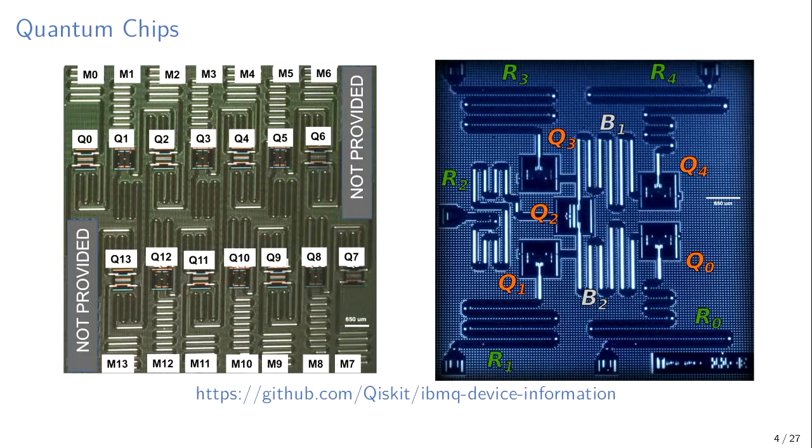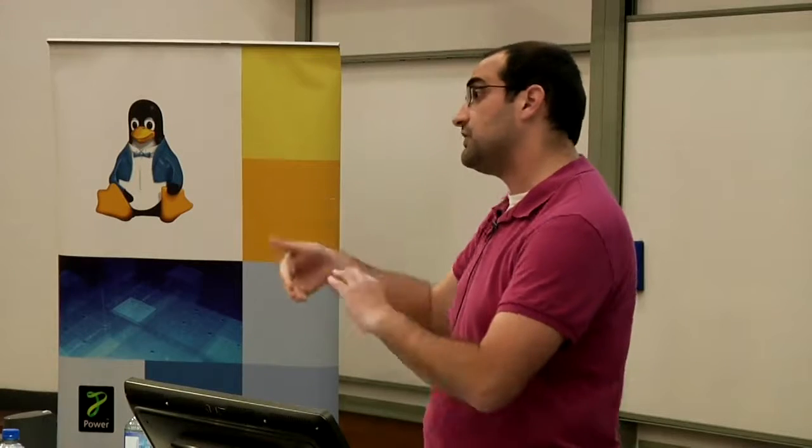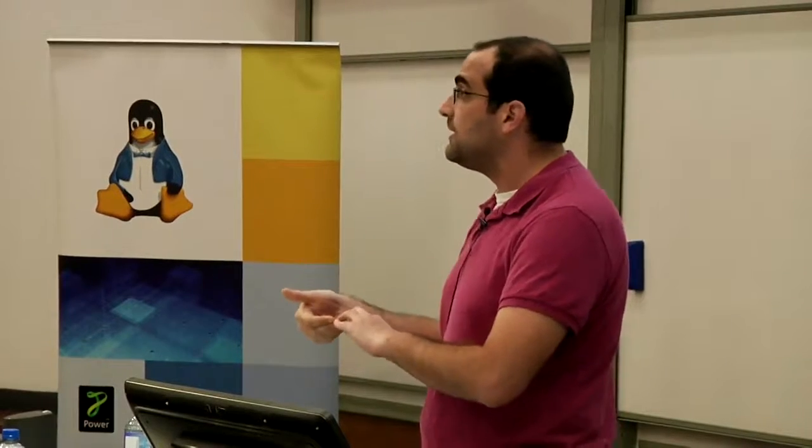The biggest thing is noise. Even with that fancy dilution refrigerator, these devices are very susceptible to noise. And the longer you run operations on it, the more noise you accumulate. So that leads to things like decoherence, where you can only run a certain number of operations on a qubit before it loses its quantum state and you just get random noise as your output.